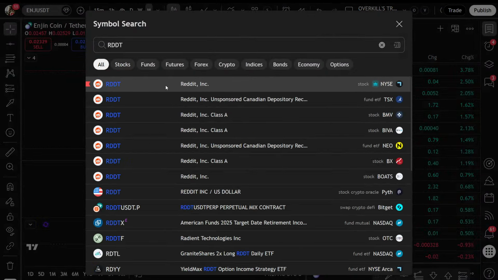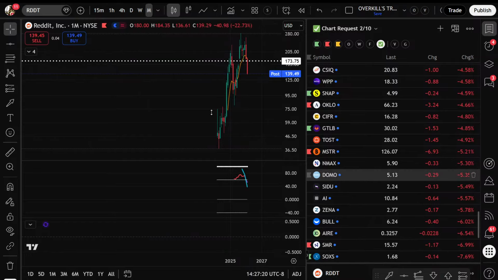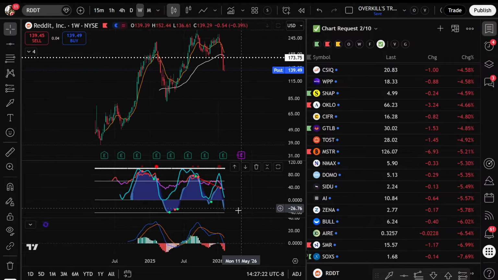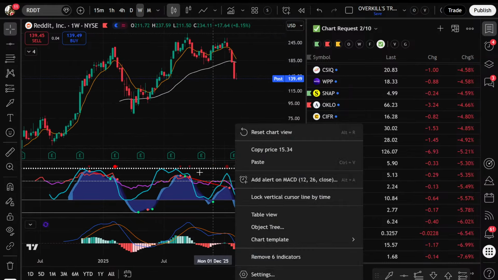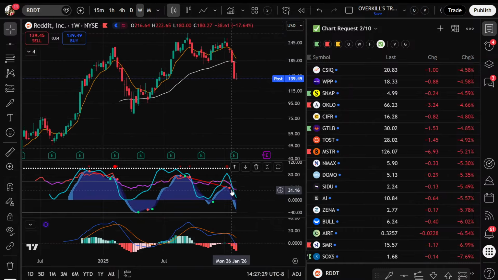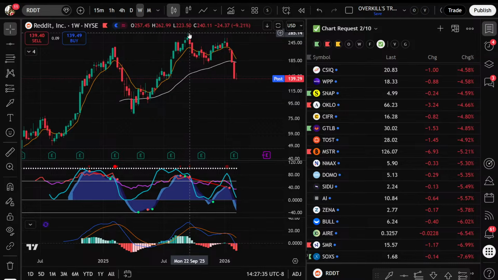RDDT stock. Looking for the green dot. Again, we're not quite below our white line. We just need confirmation. Sell signal came right here on January 20th, right there around 220. We also got some back here at around 280. So I would not touch this yet until you get the green dot.